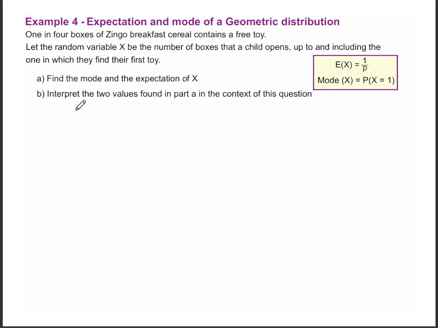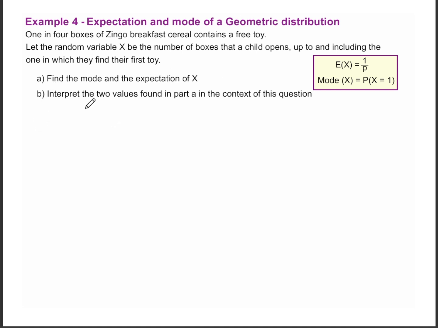Let's now look at a few examples. 1 in 4 boxes of Zingo breakfast cereal contains a free toy. We need to let the variable x be the number of boxes that a child opens, up to and including the one in which they do find their first toy. So not all of them have toys. We have to find the mode and the expectation of x.